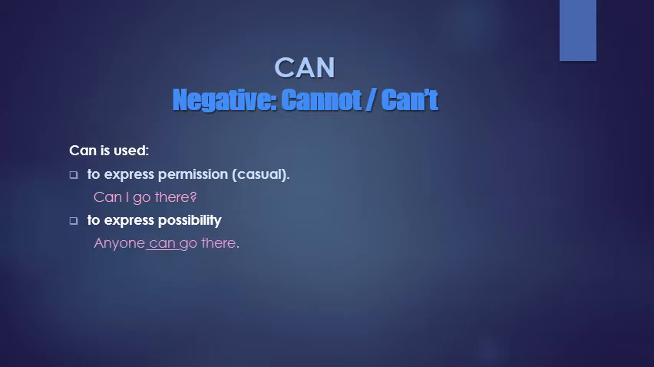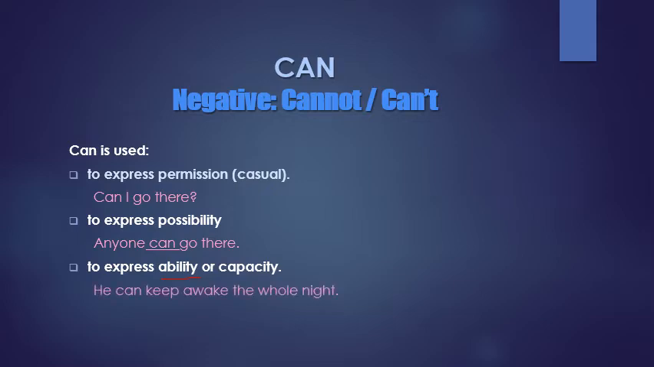To express possibility: Anyone can go there. Anyone can help you. Anyone can talk to you. She can watch that movie. Possibility. She can talk to you. To express ability or capacity. Ability means that you have the potential in you to do it. He can keep awake the whole night. He can score 90 plus in maths exam.